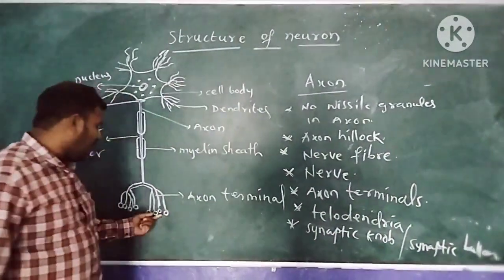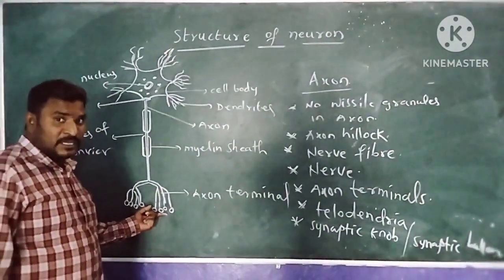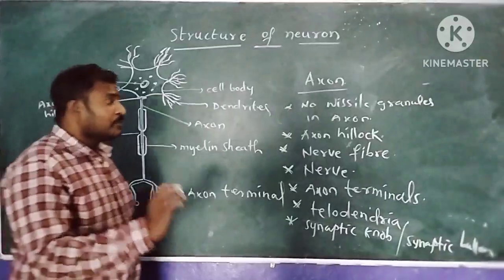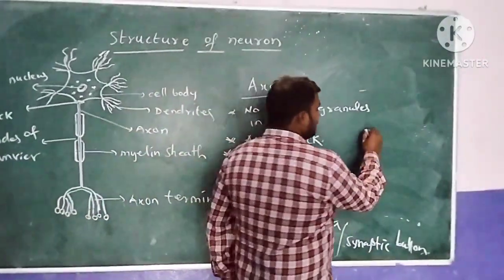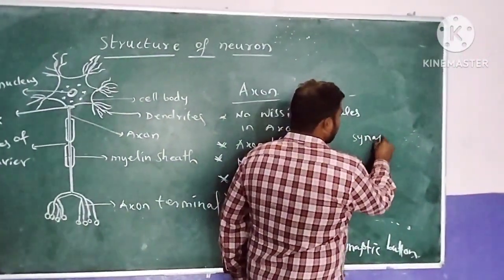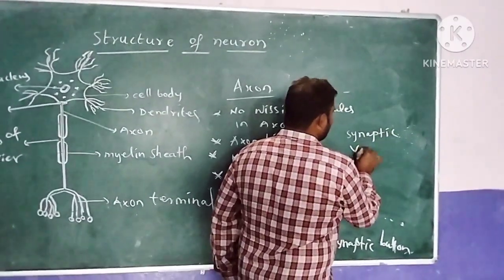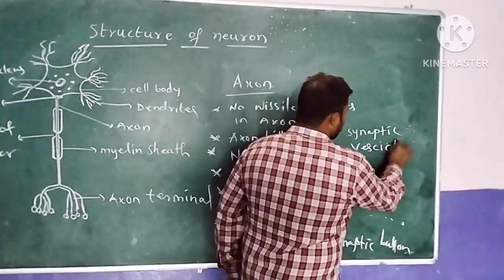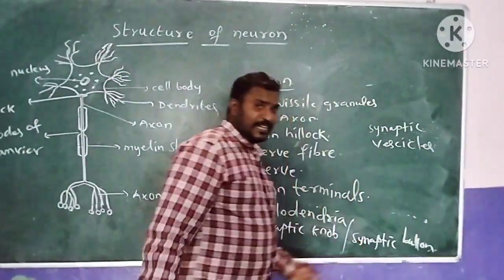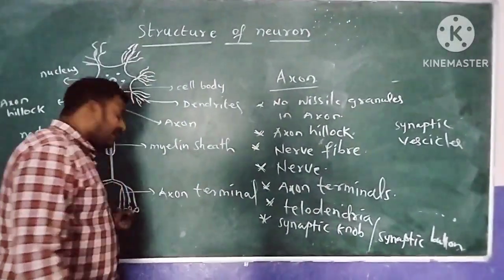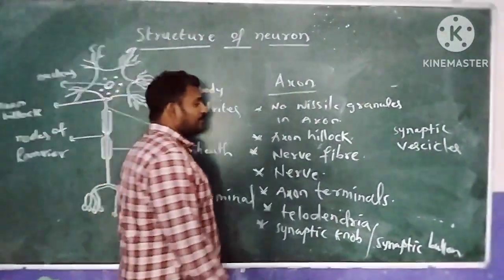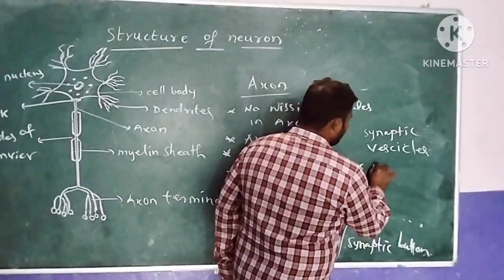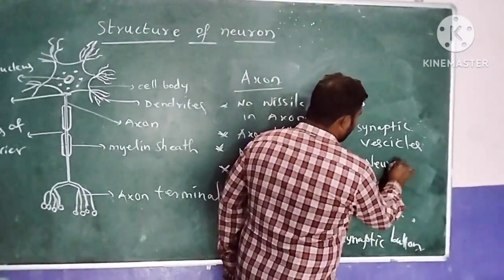Inside the synaptic knob or synaptic button, some vesicles are present. Those vesicles are known as synaptic vesicles. These synaptic vesicles are filled with chemicals, which are also known as neurotransmitters.